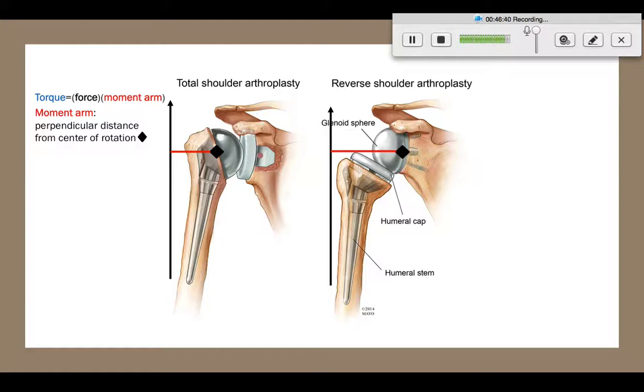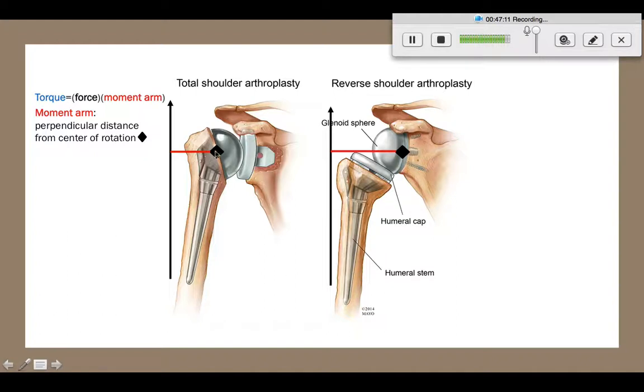Okay, so biomechanics. With a reverse total shoulder, the glenoid fossa is going to be replaced with what we call a glenoid base plate and a glenosphere. So glenosphere, glenoid base plate up here. And then the humeral head is going to be replaced with a stem and concave cup. So what does this do?